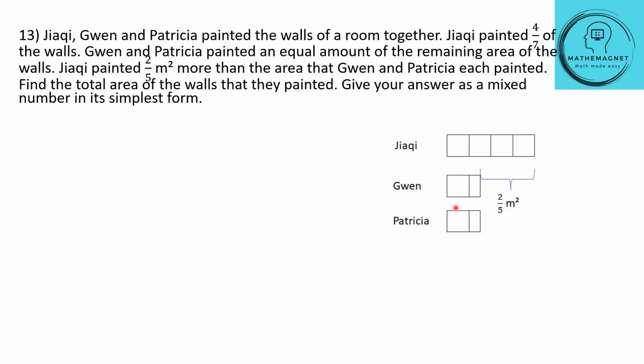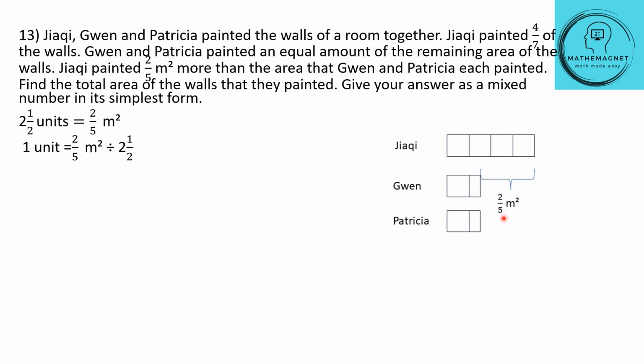Now they are saying Jiaqi has painted 2 by 5 meters square more than the area that Gwen and Patricia each painted. So basically this is the differential unit, which is 2.5 units. Jiaqi has painted 4 units, Gwen has painted only 1.5 units, and Patricia has painted only 1.5 units. So the difference between either Jiaqi and Gwen or Jiaqi and Patricia will be equal to 2.5 units, which is 2 by 5 meters square. So it becomes 2.5 units is 2 by 5 meters square.